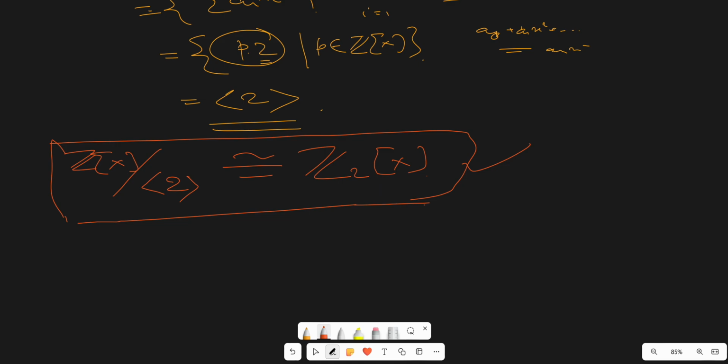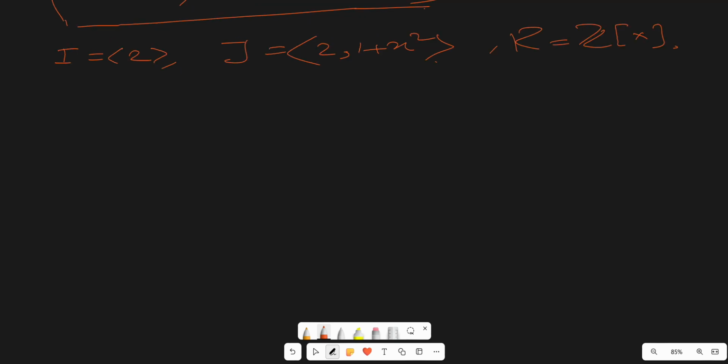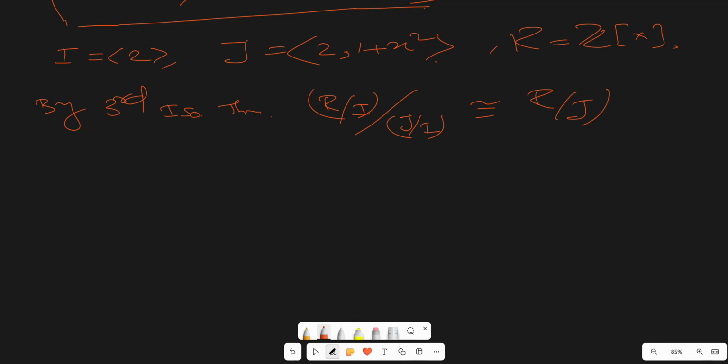So what we have is, your ideal I is the ideal generated by 2 and ideal J is the ideal generated by 2(1 plus x^2), right? And your R is Z[x], right? So what you know by the third isomorphism theorem, (R mod I) quotiented by (J mod I) is isomorphic to R mod J.